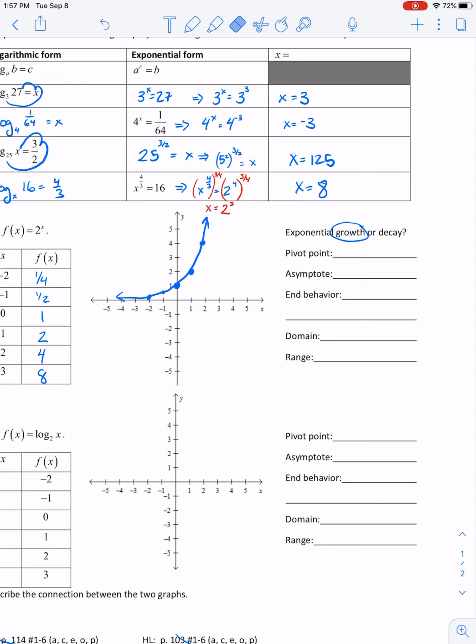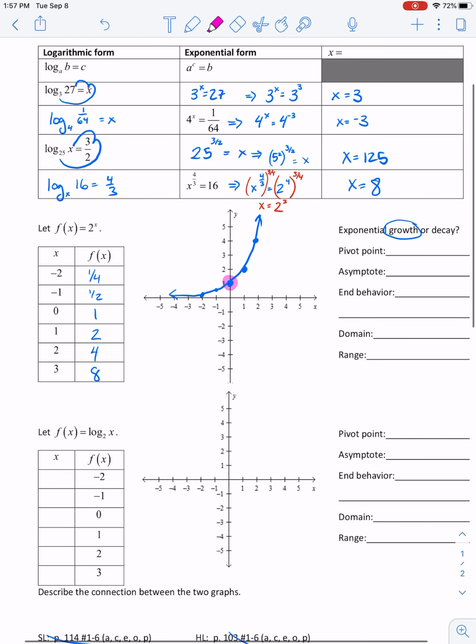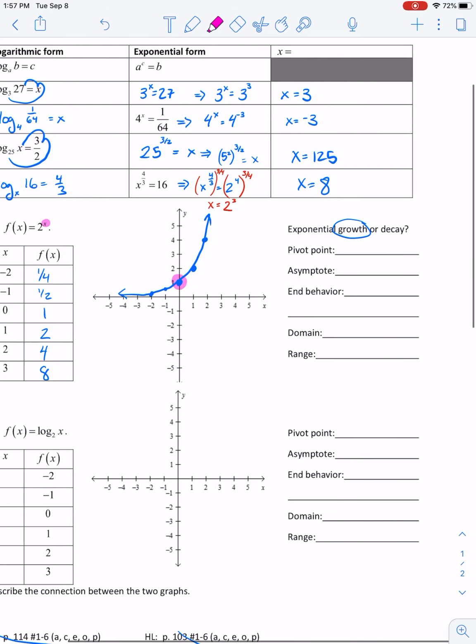The next thing they ask for, so when they ask for the pivot point, is basically what value, how do I get an exponent of 0? And then what's its corresponding y? Okay, so like if I can start shifting and stretching and stuff like that. But basically, I want to know when is my exponent 0. So in this case, the pivot point is (0, 1).